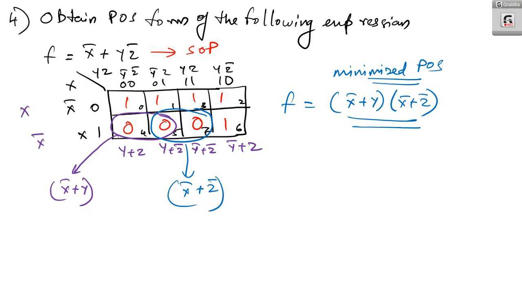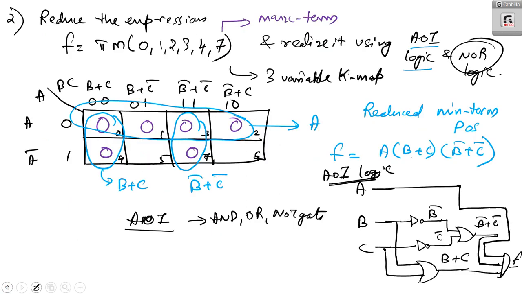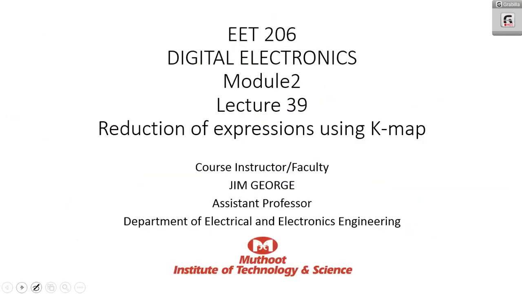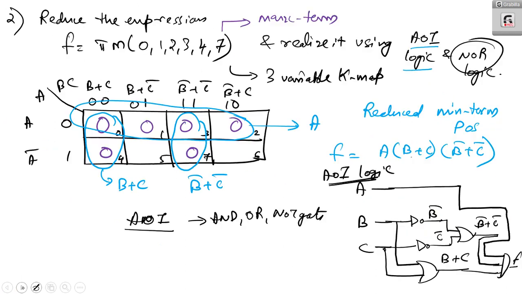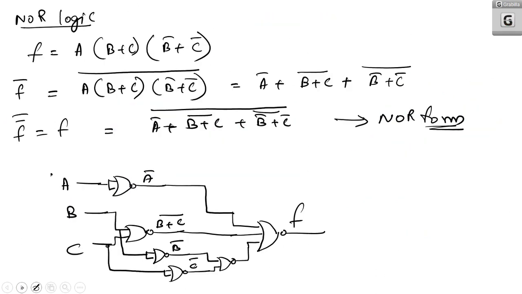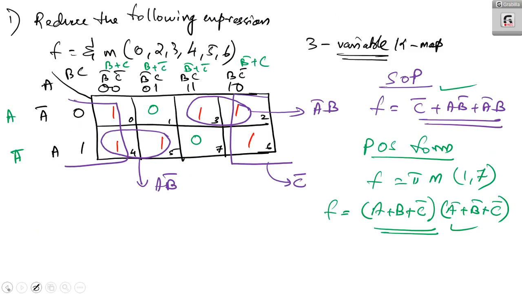Okay. So with that I am ending this lecture. In this lecture what we have done is reduction of expressions using K-map, and along with the reduction of expressions, formation of AND or invert logic, NOR logic, as well as NAND logic. So coming to the first question, we have done F is equal to sigma m 0, 2, 3, 4, 5, 6. It is given in min-term form, and we have drawn the K-map and reduced it using quads and pairs and formulated the corresponding SOP and POS forms.